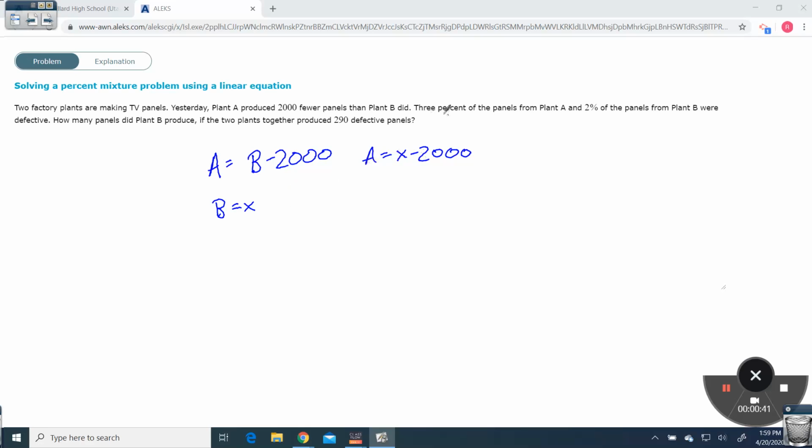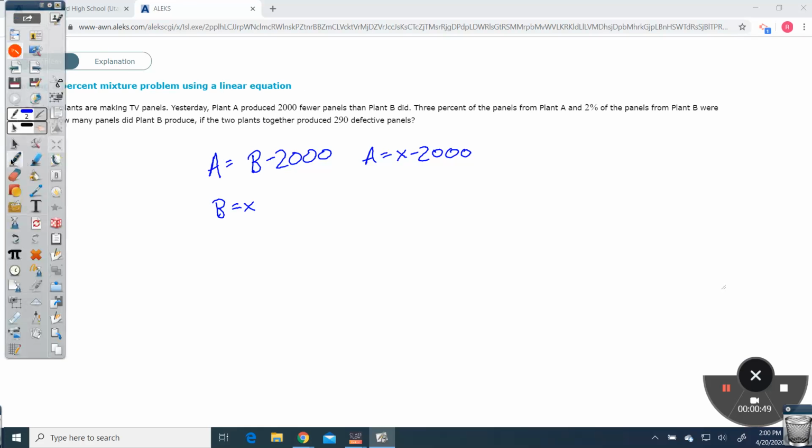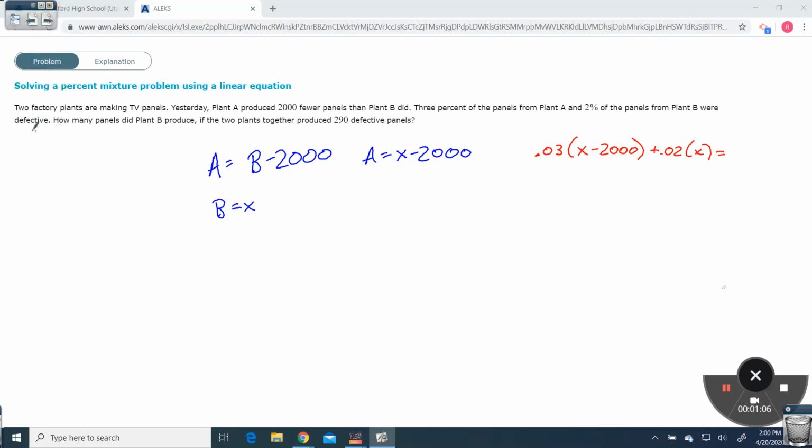But then it says 3% of the panels from plant A, so 0.03 of these, X minus 2,000, and 2% of the panels from plant B, so 0.02 of these ones, are defective. How many panels did plant B produce? So we want to know what B is, if the plants together produce 290 defective panels.